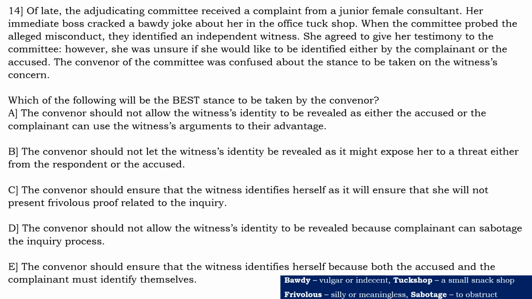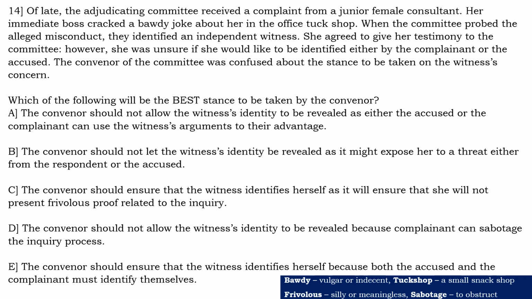Option E, the convener should ensure that the witness identifies herself, because both the accused and complainant must identify themselves. Just because the accused and the complainant have to identify themselves, it is not necessary that the witness has to identify herself. So this again is a very silly kind of argument. So not a good answer.